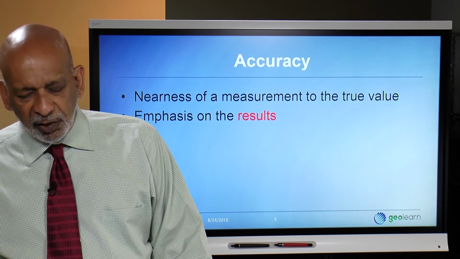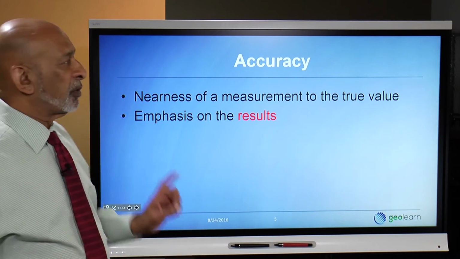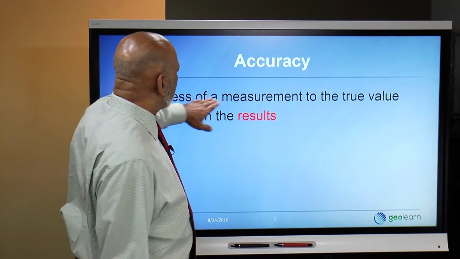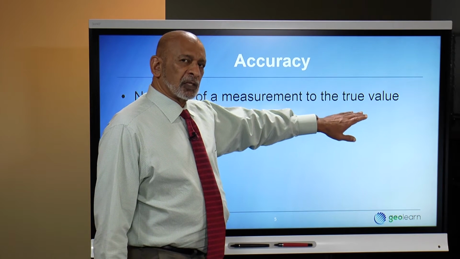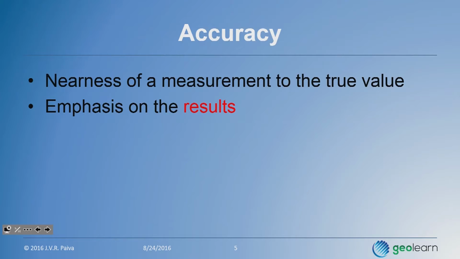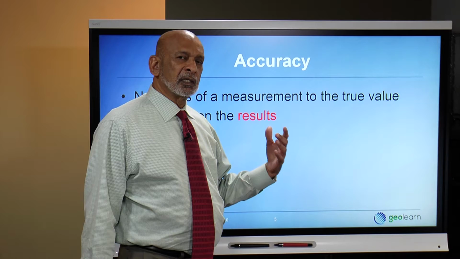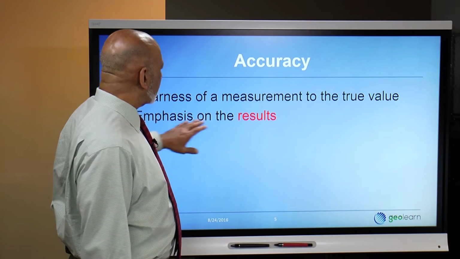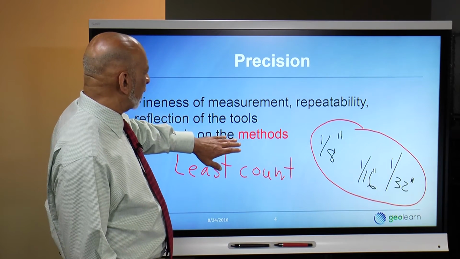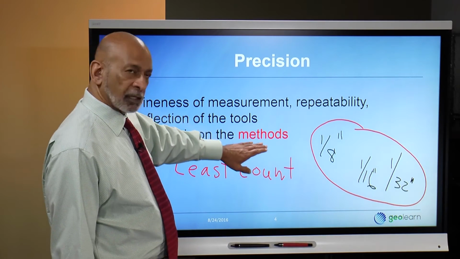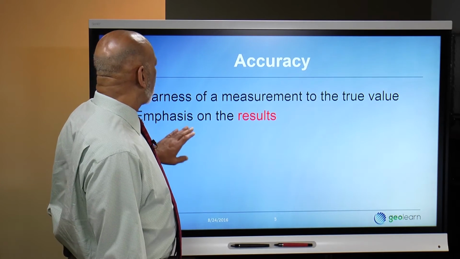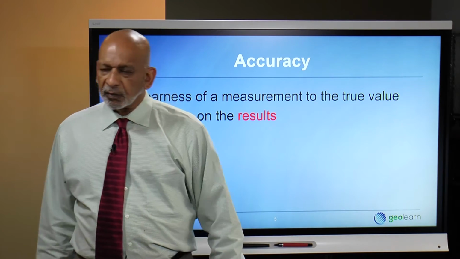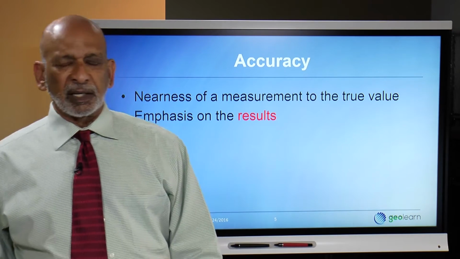Now, accuracy, on the other hand, has to do with the result. So the result is that my answer is very close to the true value compared to somebody else's result. And so we can say that one person's result is more accurate than the others because their answer is closer to the true value. So the emphasis is on results. So let me just back up again. Precision emphasizes the methods that are used. Accuracy emphasizes the results.